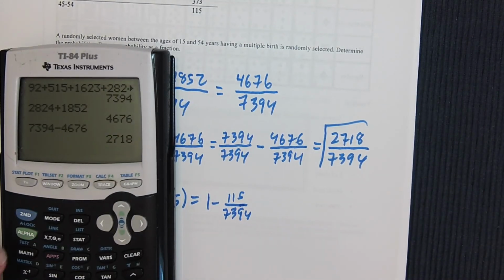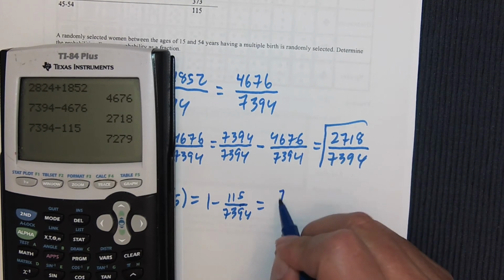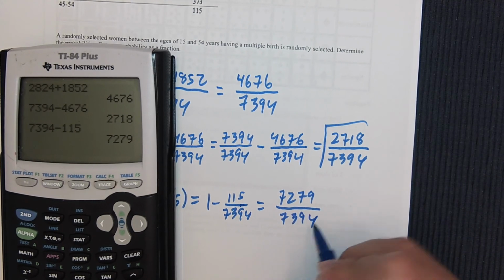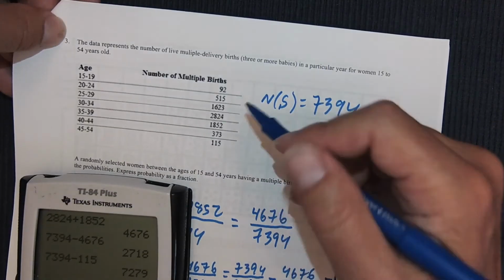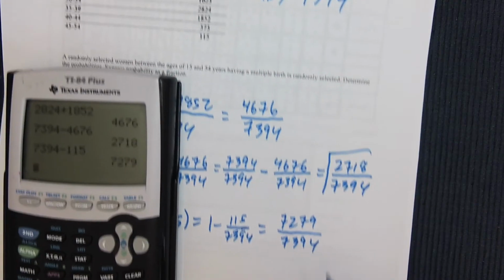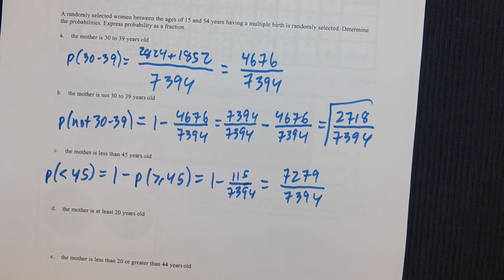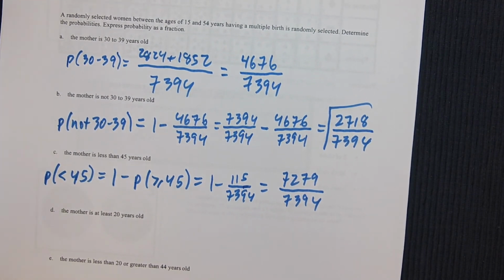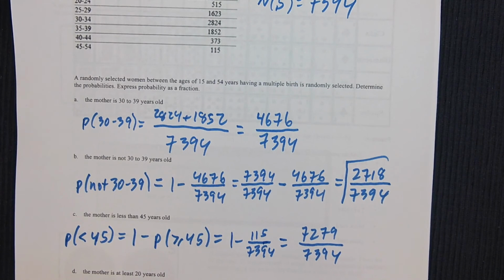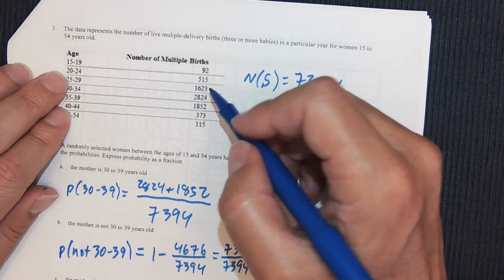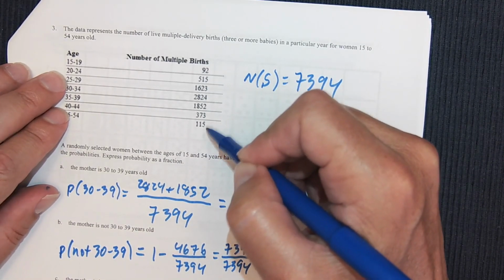So 7394 minus 115. And once again, if you were to add up all of these except that last one, we would get exactly this. Feel free to verify that, please. So here's another one. The mother is at least 20 years old. For D, at least 20 means all of these, or again, I can do the complement.